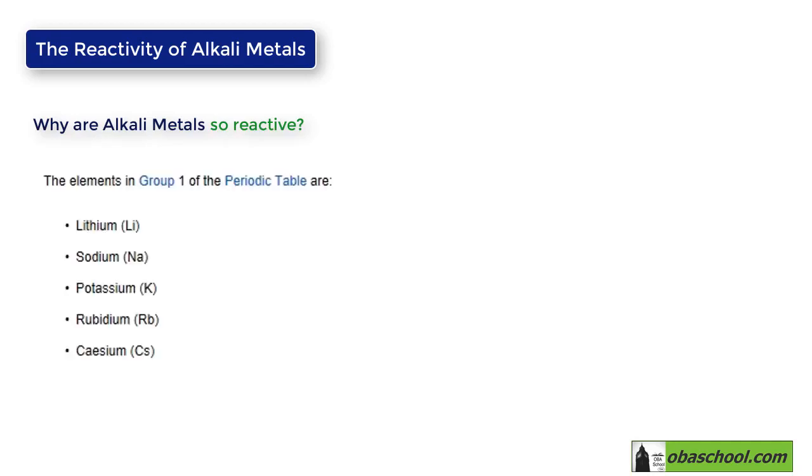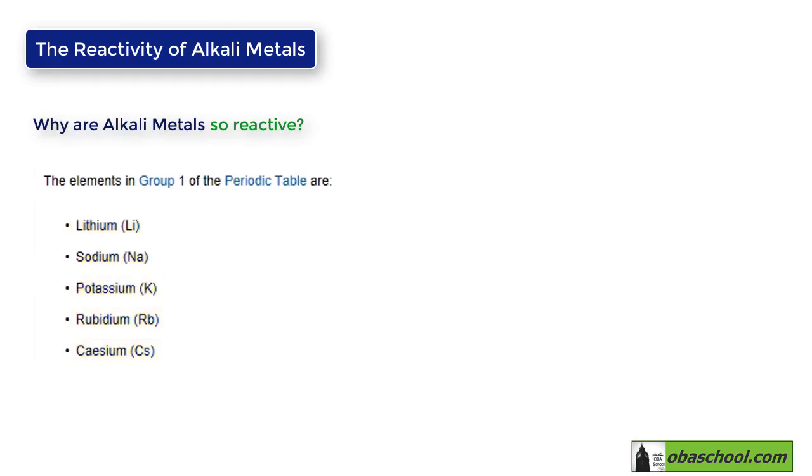In this lesson, we will be explaining the reactivity of alkali metals. So we will be answering the question, why are the alkali metals so reactive? The elements in group number 1 of the periodic table, which are the alkali metals, are lithium, Li, sodium, Na, potassium, K, rubidium, Rb, and cesium, Cs. They are all very reactive metals.